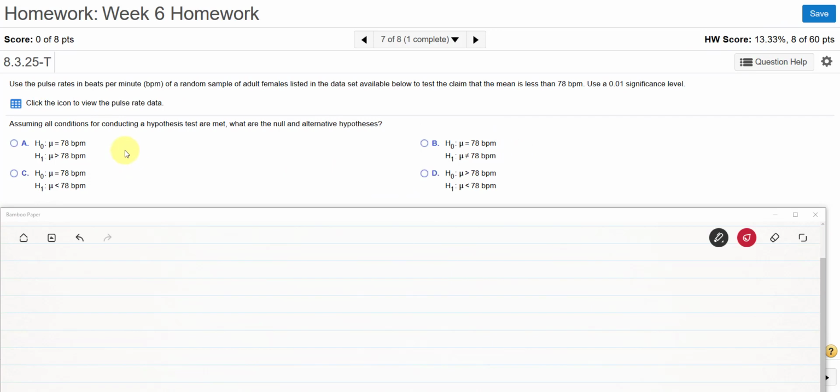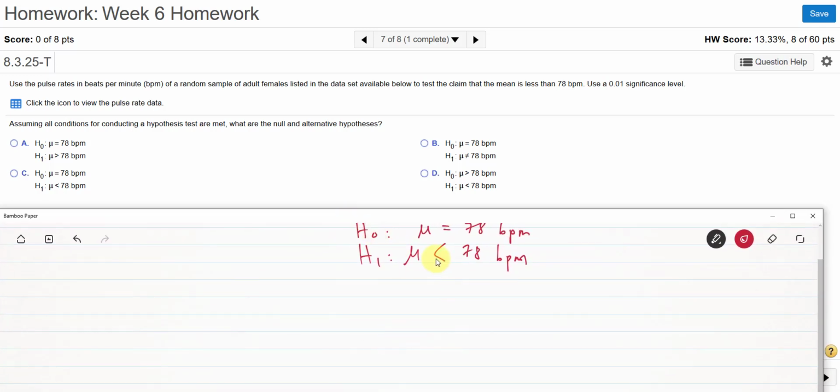Let's try another problem. Use the pulse rate in beats per minute of a random sample of adult females listed in the dataset available below to test the claim. So we are testing the claim that the mean mu is less than 78 beats per minute. Again, this one does not include the equal sign, so that belongs to the alternative hypothesis, and therefore the null hypothesis is when the mean is equal to 78 beats per minute. Right? And that should be C.